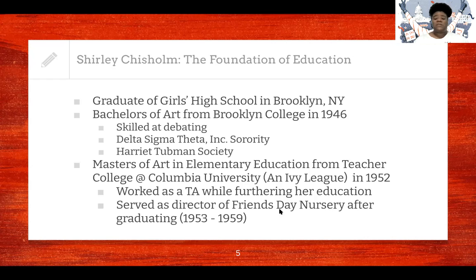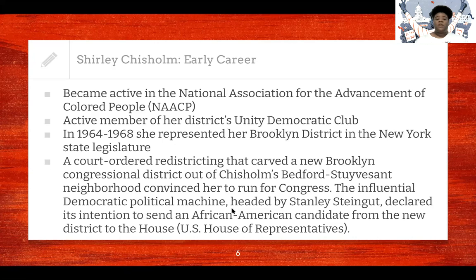She worked as a TA and she was a director of a nursery. Okay. This is just an overview of just some things that got her involved in policy. So she was part of the NAACP. She was a director, an active member of her district's Unity Democratic Club. She was in the legislative office in Brooklyn. And then this is some of the things that she represented. Okay.